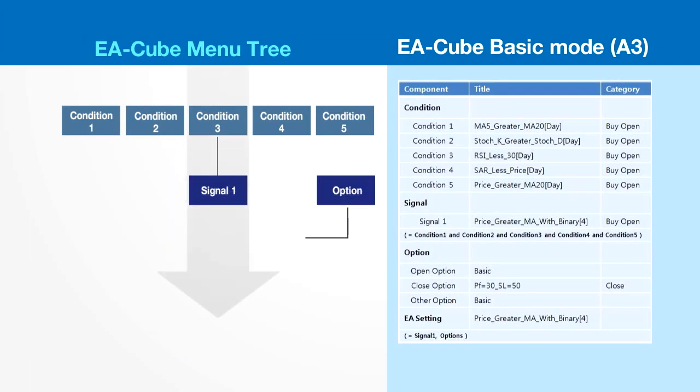It is important to understand the tree structure of each tab to create an EA with EA Cube. The tree structure is rather simple in basic mode. Set your conditions for the strategy and combine them to make a signal. Once your signal is ready, set your option and finalize your EA in the EA Setting tab. The current slide is an outline for this example. The left side shows each process of EA Cube's tabs and structures, while the right side shows each tab's title, category, and components.